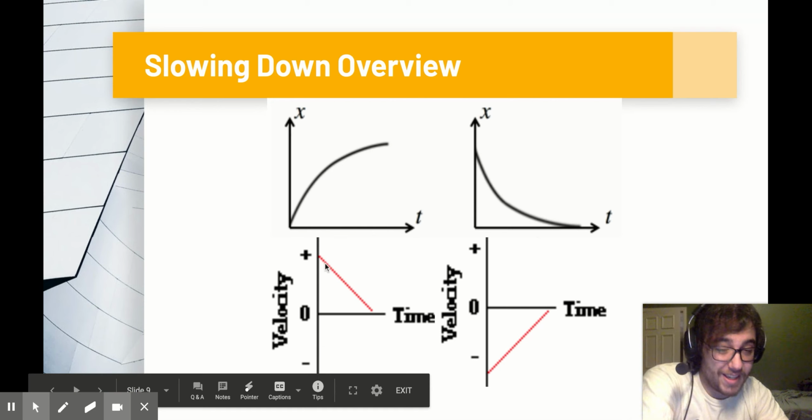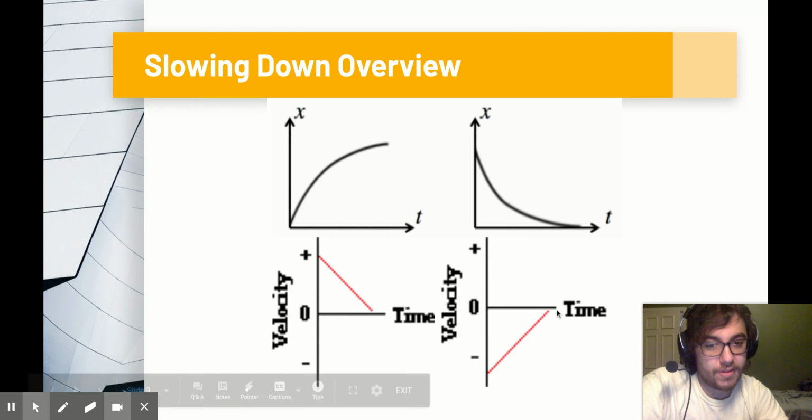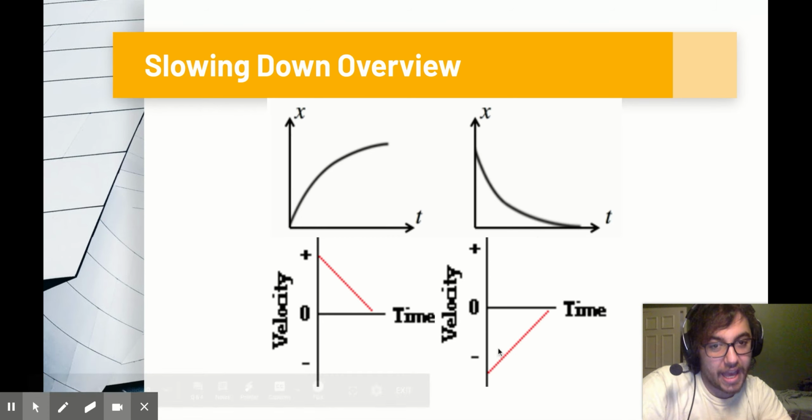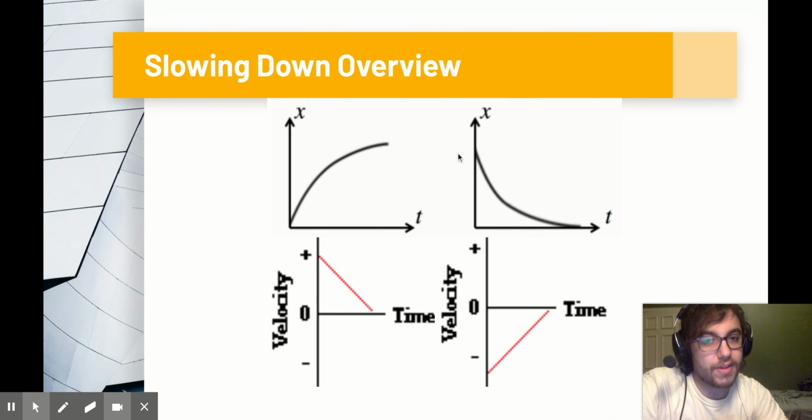Even velocity is easier, in my opinion, where anything that is on the positive side of the y-axis is positive direction. Anything on the negative side is negative direction. But to reiterate, anything going towards the origin is negative right here. Anything that is going away is positive.